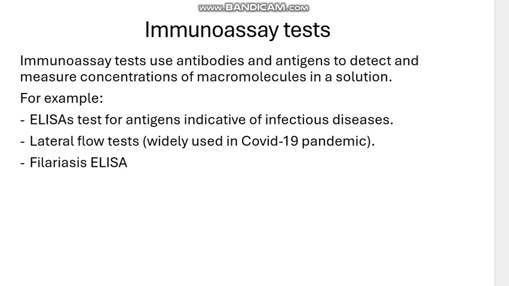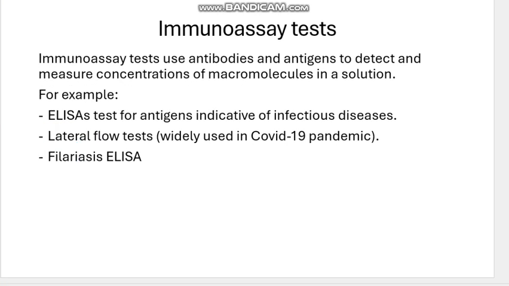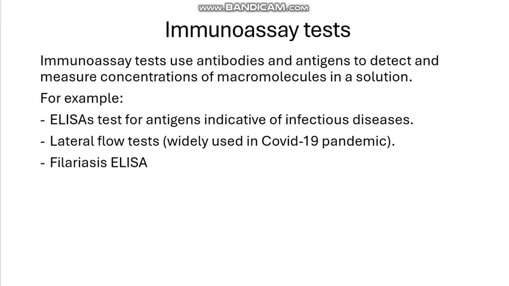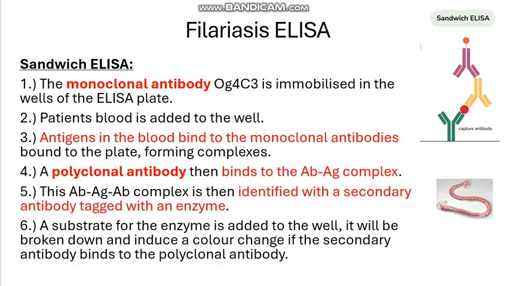Immunoassay tests use antibodies and antigens to detect the measure or concentrations of macromolecules in a solution. These are the main three types that we're going to talk about: the ELISA, the lateral flow test, and the filariasis test in this video. So the filariasis ELISA, we're going to talk about that now. The specific type of ELISA that we're going to be talking about is a sandwich ELISA.